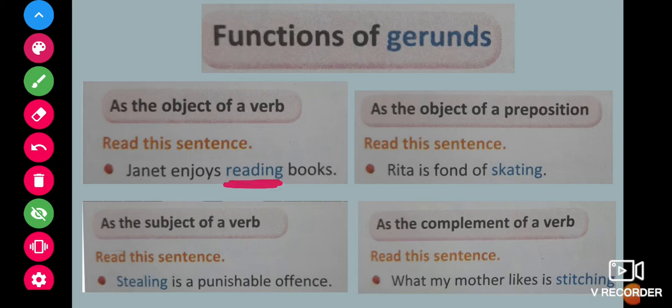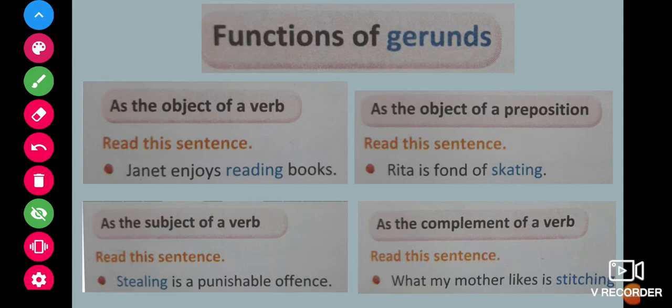So here reading is acting as the object of the verb enjoy. So here reading is a gerund which is acting as the object of the verb enjoy. So this is one of the functions of gerunds, that it acts as the object of a verb. Like reading here is the object of the verb enjoys.